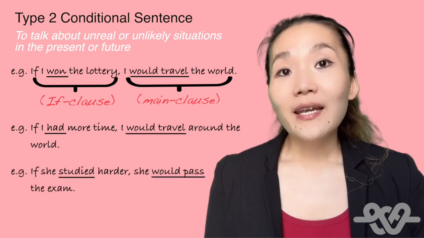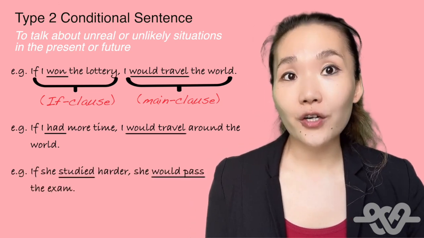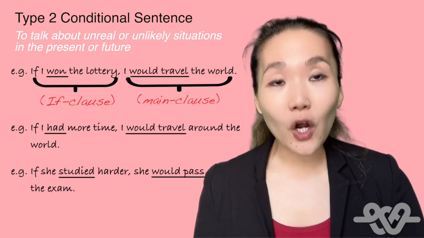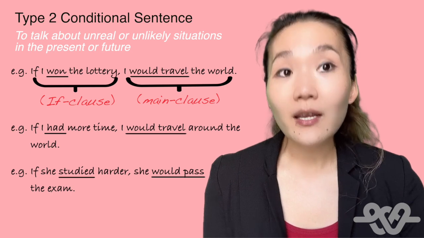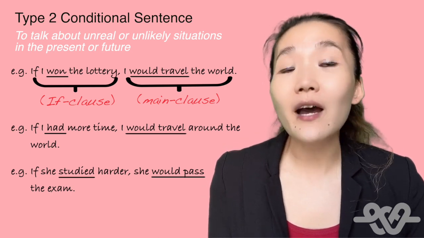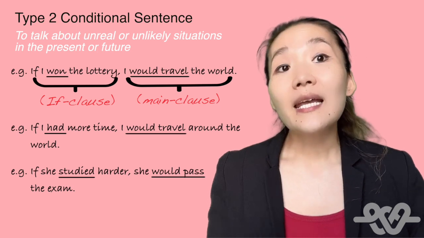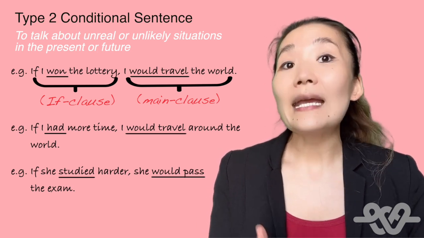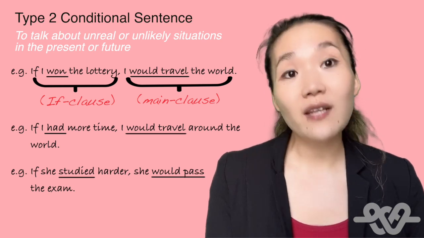Number 2, if she studied harder, she would pass the exam. Here, the speaker is talking about a situation in the present where the person's current level of studying is not enough to pass the exam. It implies that if the person studied harder, it would increase their chances of passing.